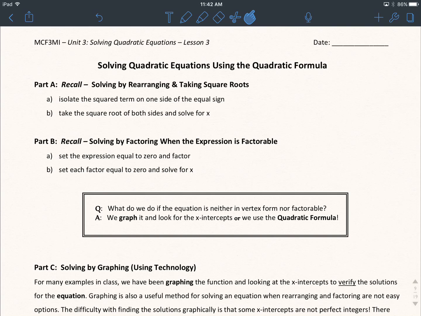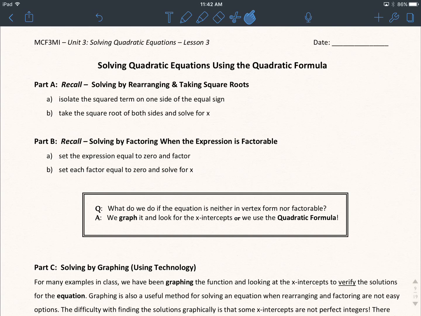So just to get us up to date from where we were, parts A and B are recalls for what we've done the last 2 days, which is first, solving by rearranging and taking square roots. We do this when our quadratic equation is in vertex form or when it's in standard form without a bx term. Basically, if you have your x in one location in your quadratic equation, then you can perform BEDMAS backwards to isolate your variable and determine what x is equal to.